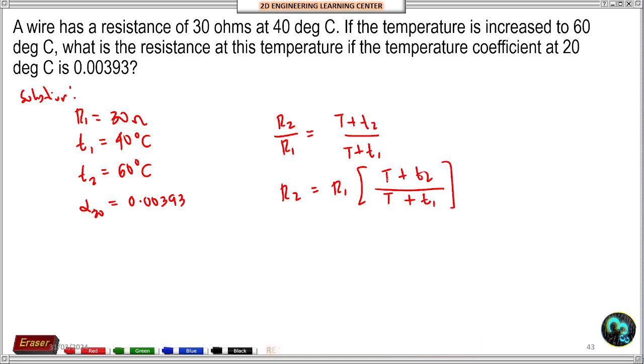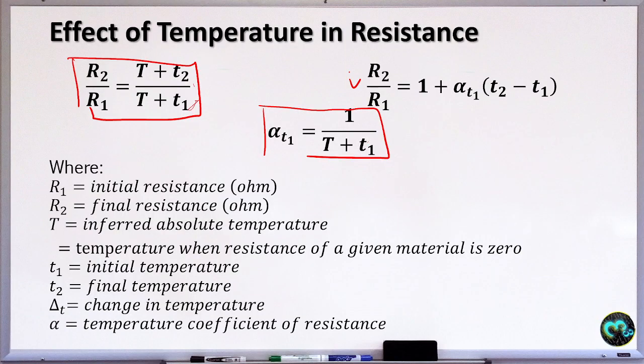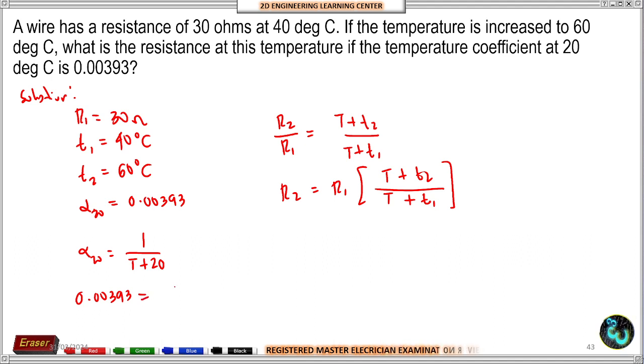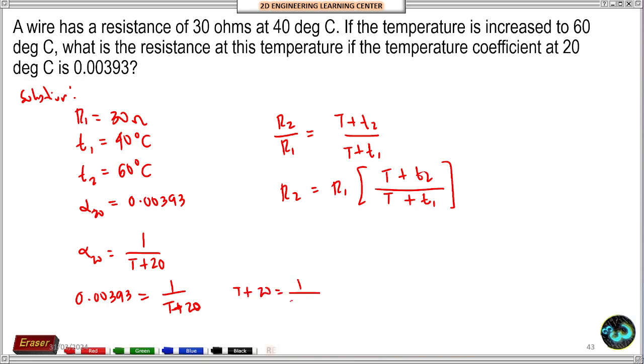Ang problema natin, wala tayong T, the inferred temperature, no? So, alam natin sa formula kanina, ito, yan. So, our alpha 20 is equal to 1 over T plus dito kung ano yung temperature coefficient dito, which is 20. So, the value of this one is 0.00393. So, equal to 1 over T plus 20. No? So, pagpalitin natin silang dalawa, so you have T plus 20 is equal to 1 over 0.00393. So, ito, kapag lipatin sa kabila, so magiging minus yan. So, 1 over 0.00393 minus 20. So, meron na tayong inferred temperature.